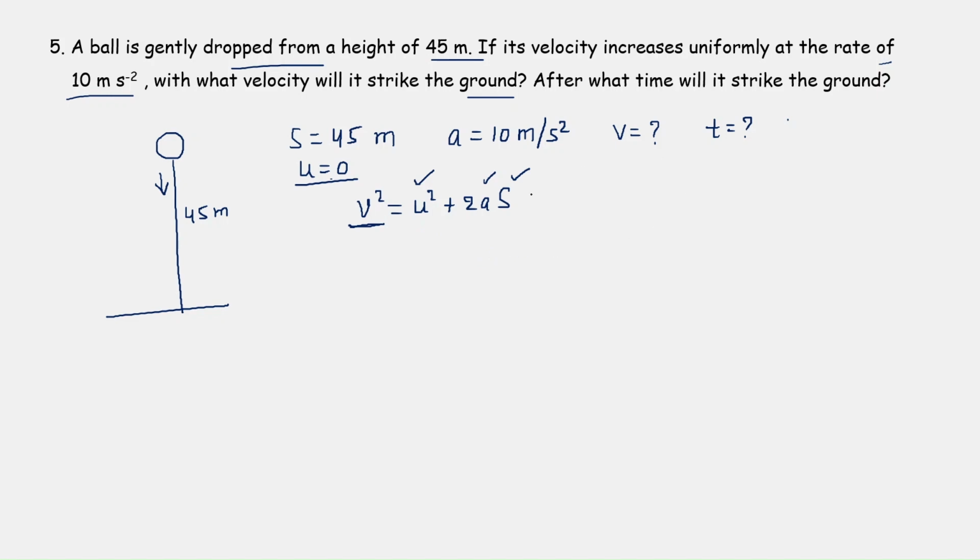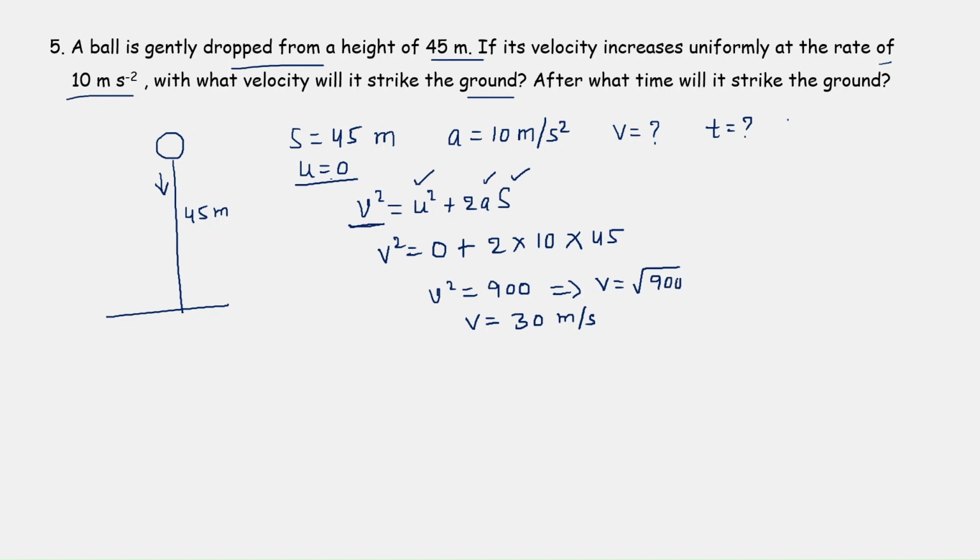Okay, now if you solve for v, what will you get? v square equals u square, where initially the velocity is 0, plus 2 into a, which is 10, multiplied by s, which is 45. So v square equals 45 into 10, which is 450, into 2, which is 900. v equals root of 900, which can be written as root of 30 square. The square cancels, so v is 30 meter per second. So that's how you get 30 meter per second as the correct answer.